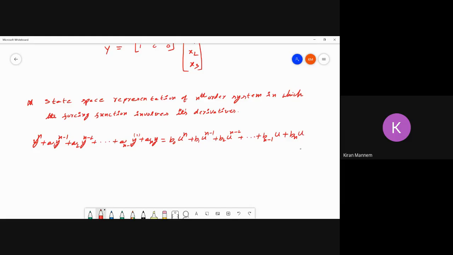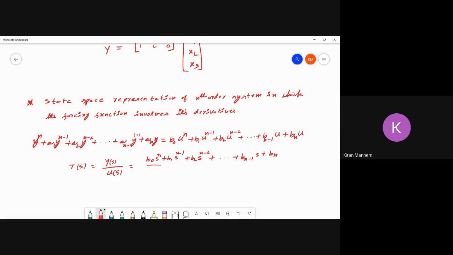So what is the transfer function for this? It would be T of S is equal to Y of S by U of S, which is equal to b naught into S to the power of n plus b1 into S to the power of n minus 1 plus b2 into S to the power of n minus 2 plus, till this point, b n minus 1 into S plus bn.